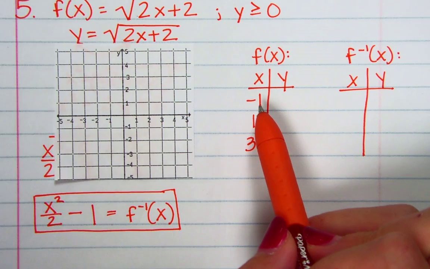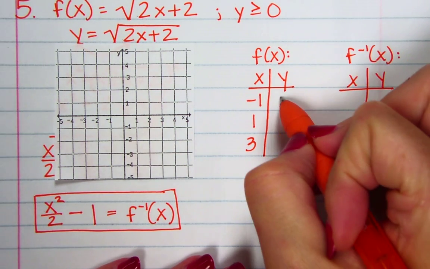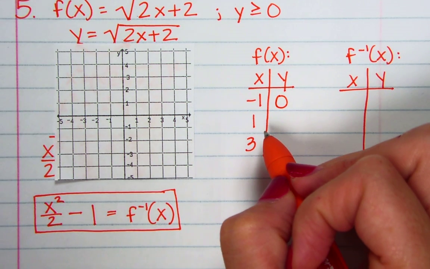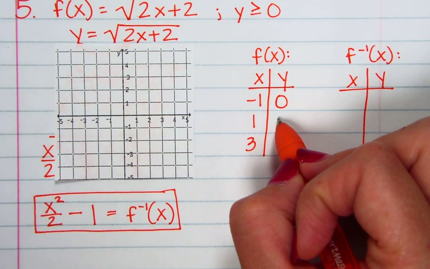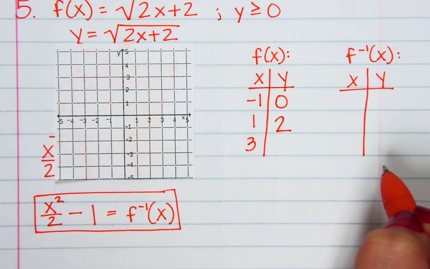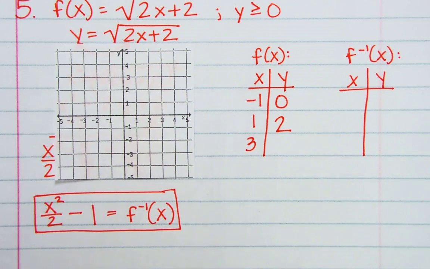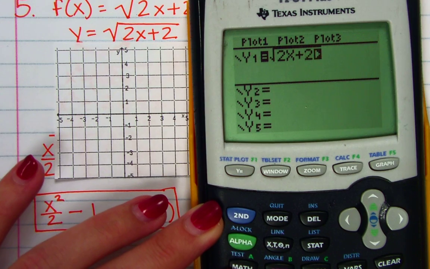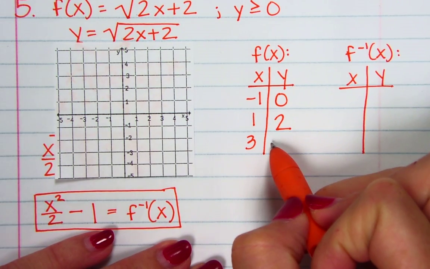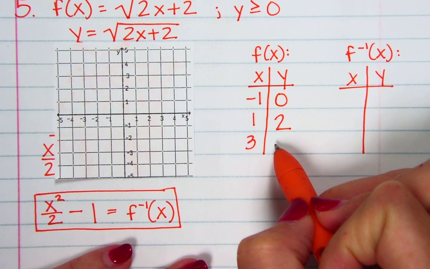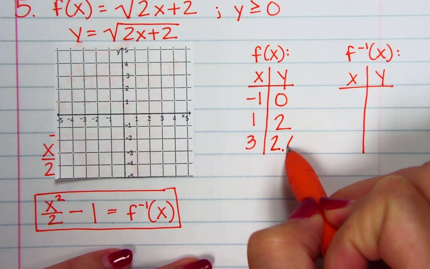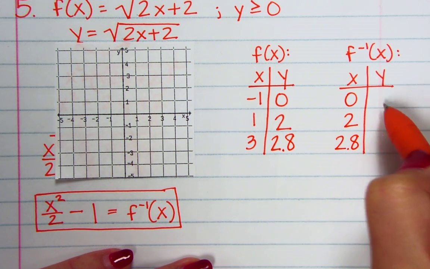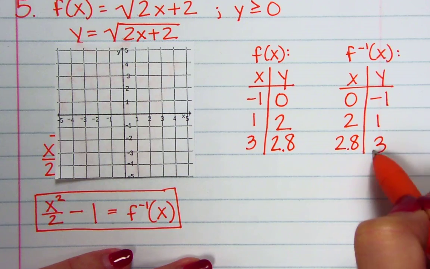Okay, and then you do second graph to get the table. -1 is 0. Thank you. Okay, what's +1, Alvaro? Right. 2. Did you do 2x? There you go. Okay. 1, 2, and then 3 is going to be a decimal. I like to use whole numbers when I can, but 3 is going to have to be 2.8. Okay. So then over here, we'll switch it all. 0, 2, 2.8, -1, 1, 3.